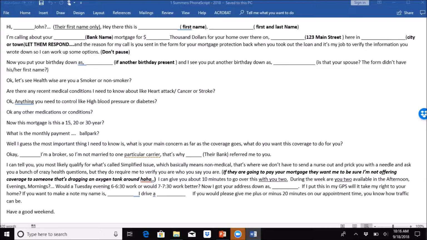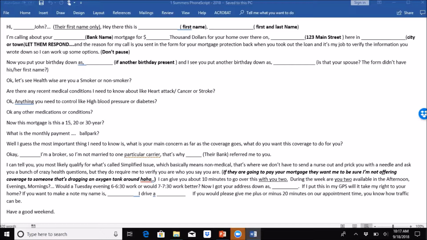No. Okay. Anything you need to control, like high blood pressure, diabetes? Yeah, actually, I take high blood pressure medicine. Okay, and how many medications do you take? I just take one. Okay, do you know the name of that medication? Yeah, it's lisinopril. Okay, now that I have that, any other medications or conditions that I need to know about? Nope, outside of that, everything's good. Okay, now this mortgage, is that a 15-year, 20-year, or was that a 30-year? That was a 30-year. Okay, and what's the monthly payment ballpark?